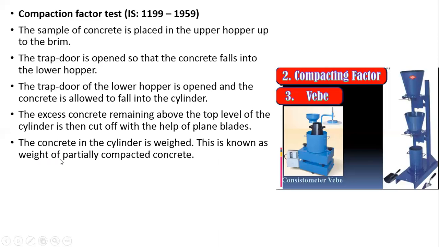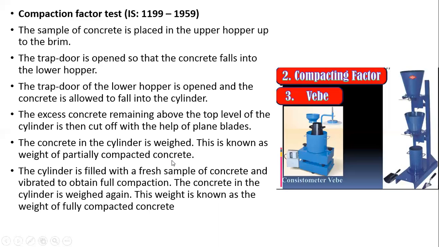So this is known as partially compacted concrete. Why is it partial? Because it is compacted under its own weight here. You did not apply any compaction, any extra effort from the outside. So the weight of this concrete in the cylinder is known as the weight of partially compacted concrete.